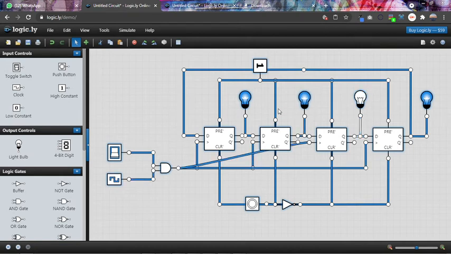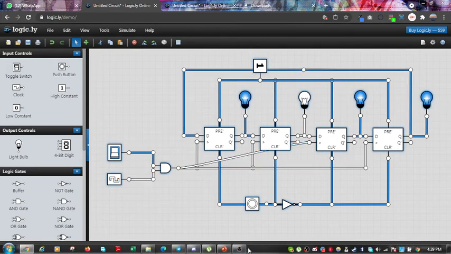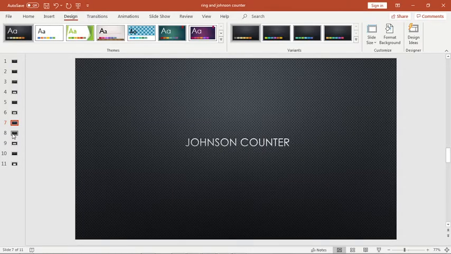During the third cycle, we get output in the first, second and third flip-flop, and during the fourth we get first, second and fourth flip-flop output. Let us now look into the Johnson counter.